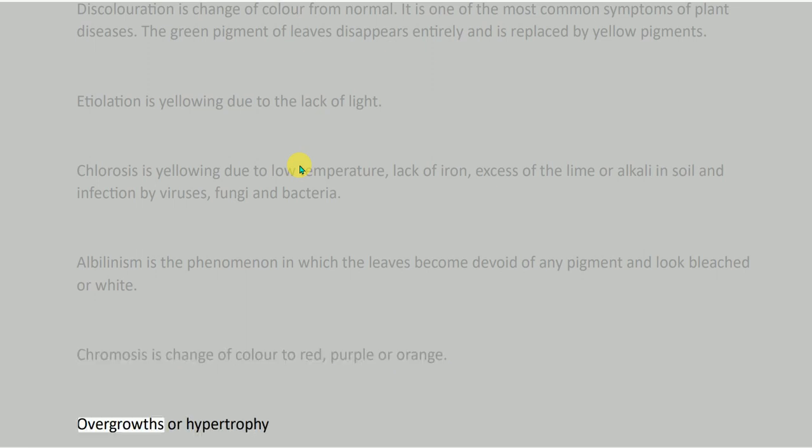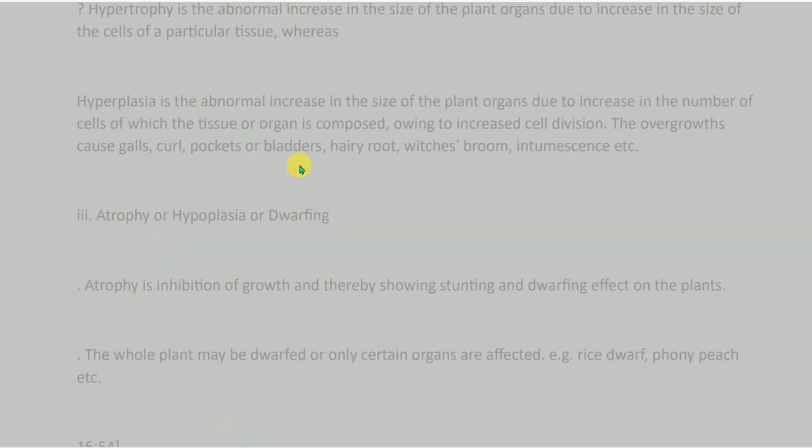Overgrowths or hypertrophy. Hypertrophy is the abnormal increase in the size of plant organs due to increase in the size of the cells of a particular tissue, whereas hyperplasia is the abnormal increase in the size of plant organs due to increase in the number of cells of which the tissue or organ is composed, owing to increased cell division. The overgrowths include galls, curl, pockets or bladders, hairy root, witches' broom, intumescence etc.